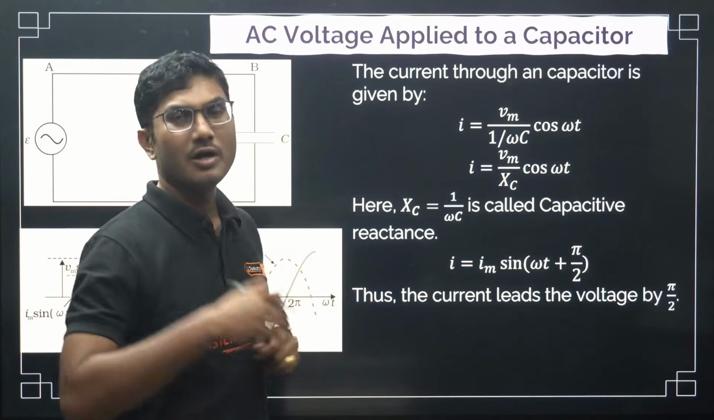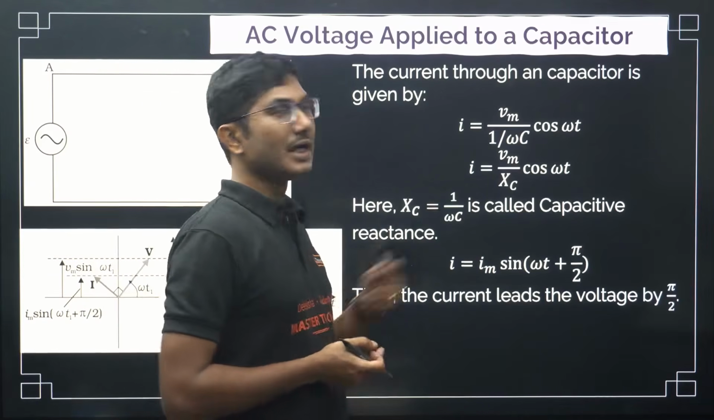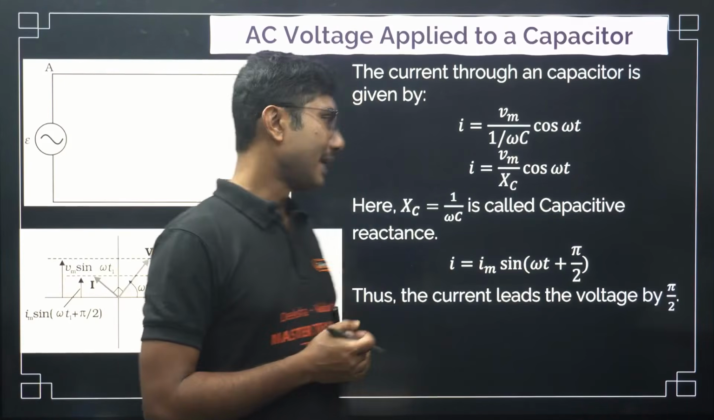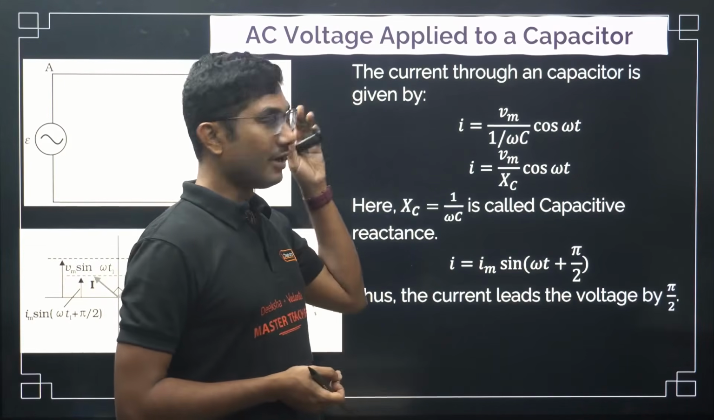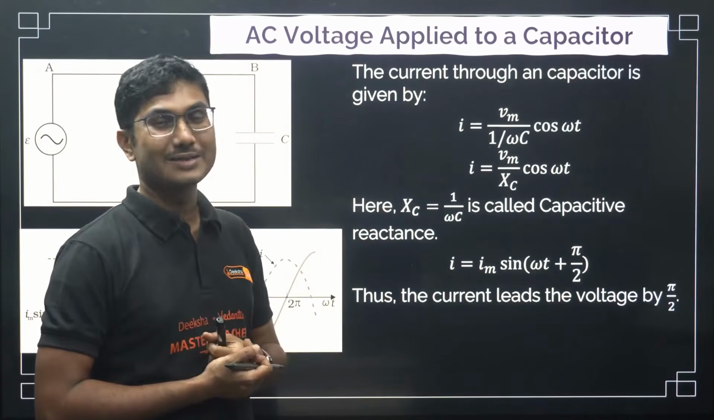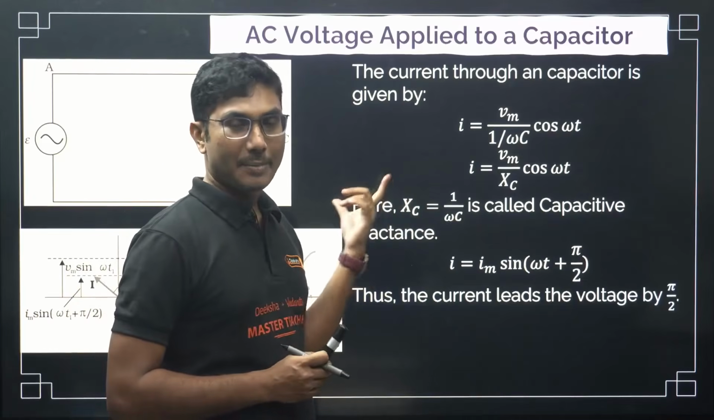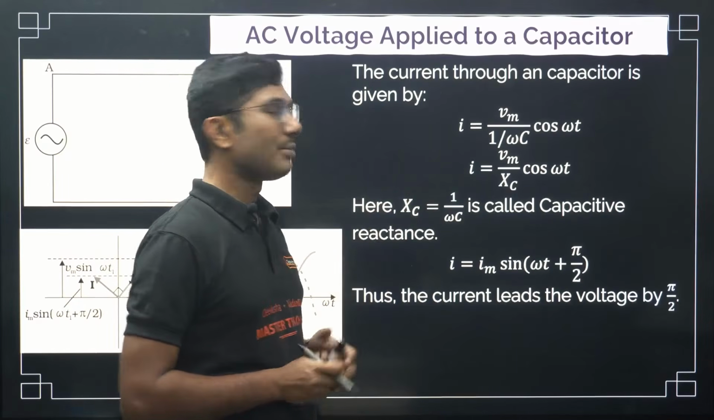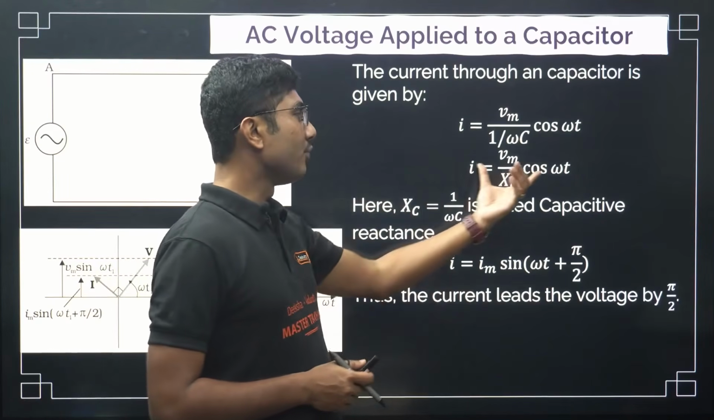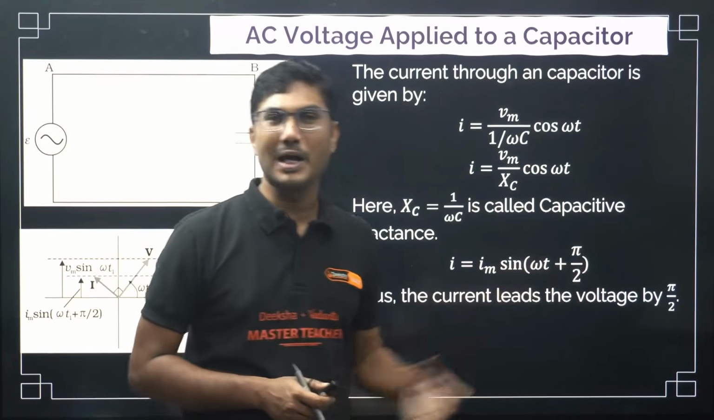Capacitors do not allow DC to pass through. It only allows AC to pass, it blocks DC, right? A capacitor is basically a device which only allows AC to pass but blocks DC. Its capacitive reactance is given by 1 by omega C, only applicable in an AC circuit, and if you put this cos omega t, you will get sin(omega t plus pi by 2).